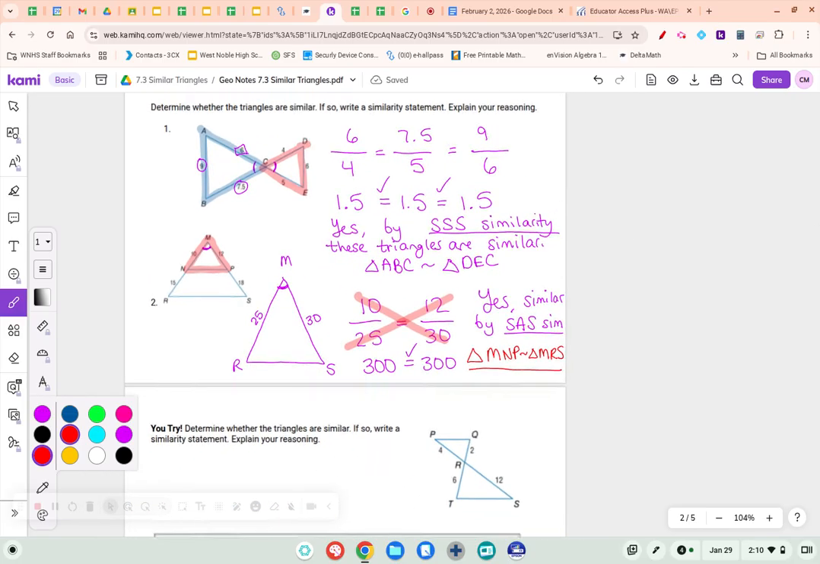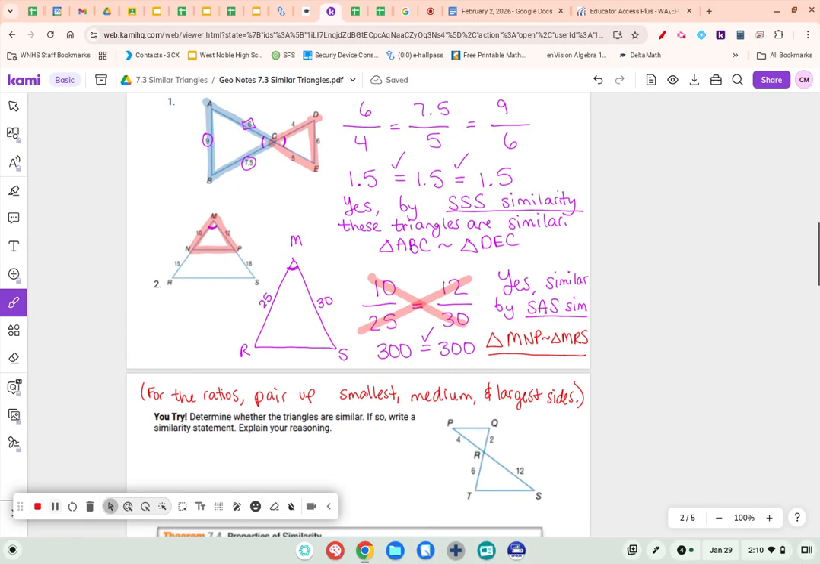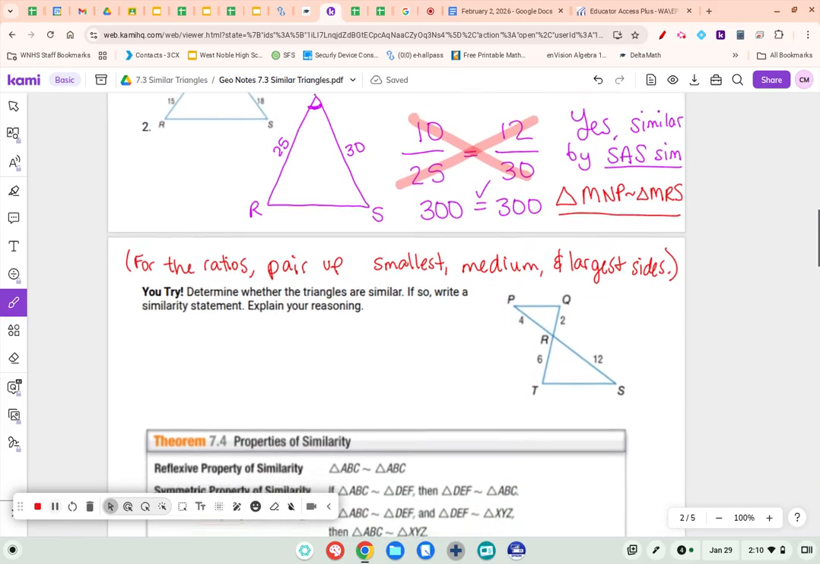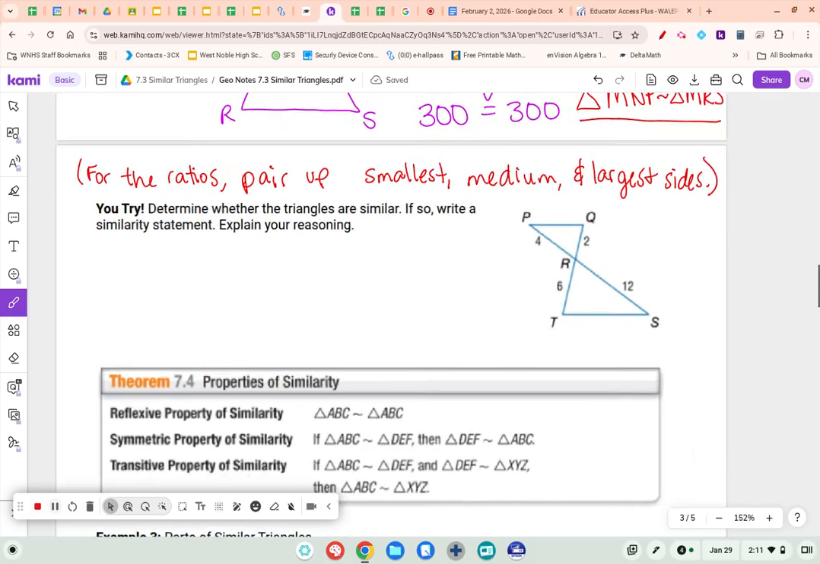You guys can go ahead and pause me, and then we'll look at the U-try. I went ahead and wrote on here, for the ratios, pair up the smallest, medium, and largest sides. That's just ordering them smallest to biggest and then putting them in fractions to compare. That's going to be your easiest and best option.